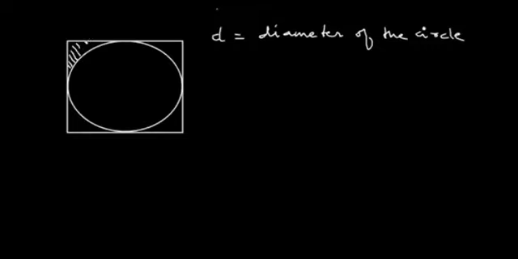You have a circle inside a square. The diameter of the circle is d. You pick a point inside the square. What is the probability that the point lies inside the shaded region?